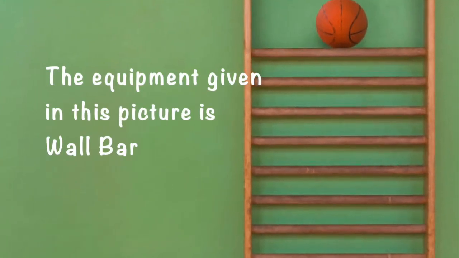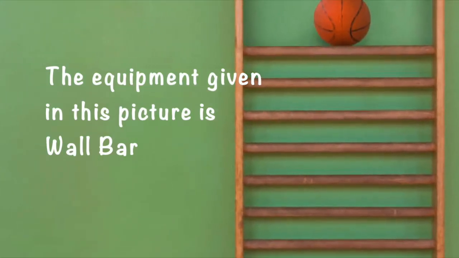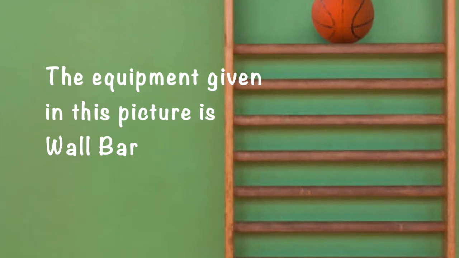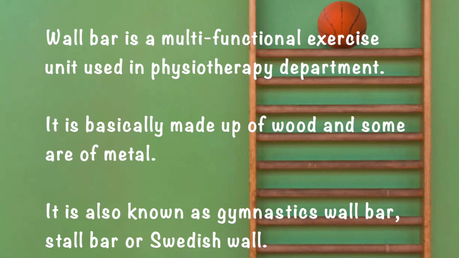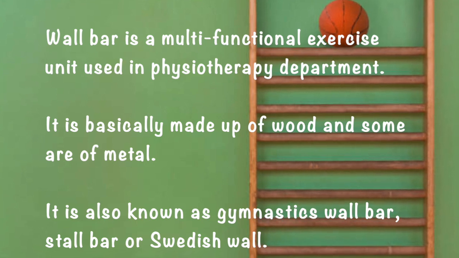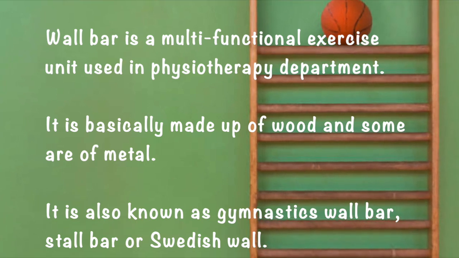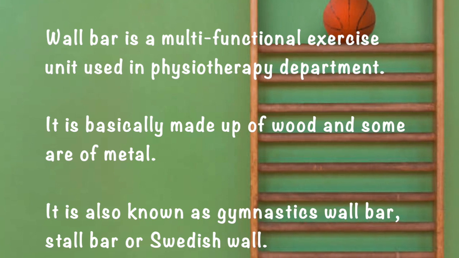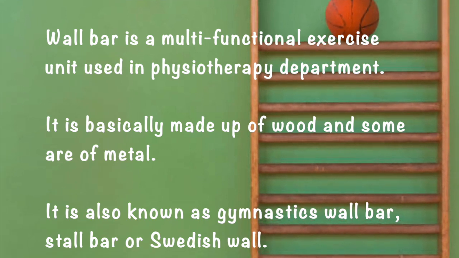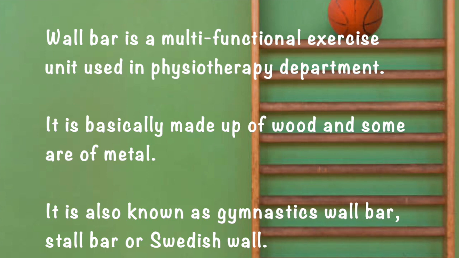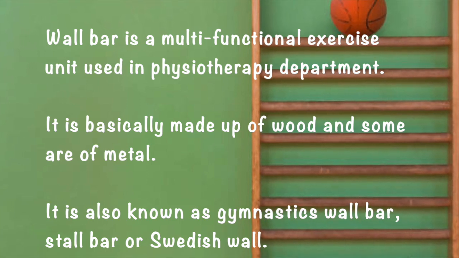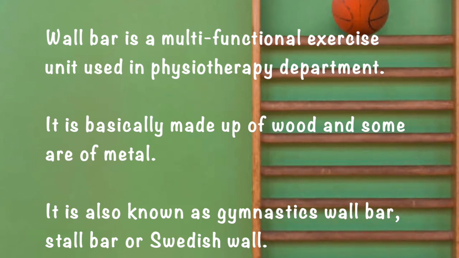So the answer for this flashcard is the equipment given in this picture is wall bar. Wall bar is a multifunctional exercise unit used in the physical therapy department. It is basically made up of wood and some are of metal also. It is also known as a gymnastic wall bar, stall bar or Swedish wall.